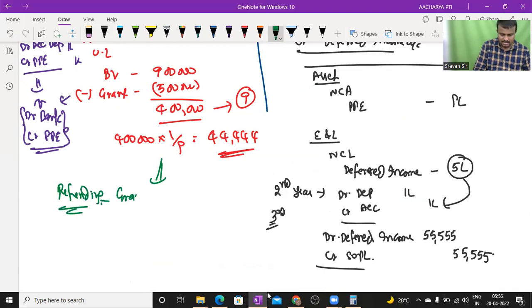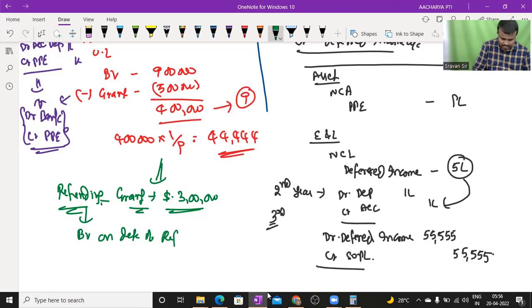So the grant required to be refunded is, for example, 3 lakh. The maximum grant required to be refunded is to the extent of grant allotted. So what is this method? This method is nothing but the first method in capital grant, where the grant received is reduced from the cost of the asset. Then at the time of refunding, first calculate the book value on the date of refunding.